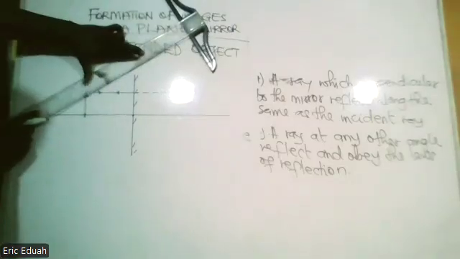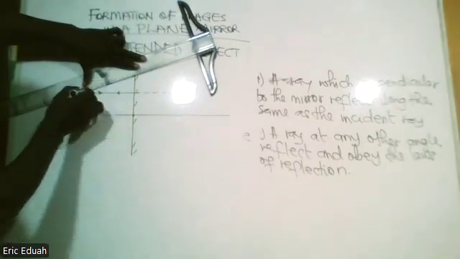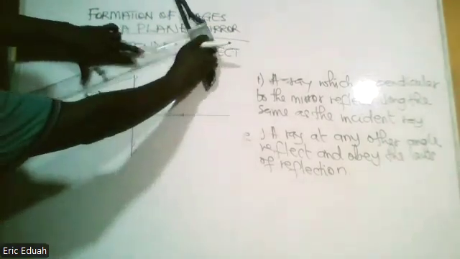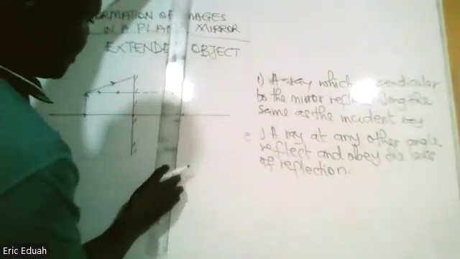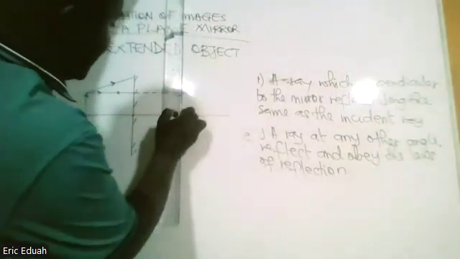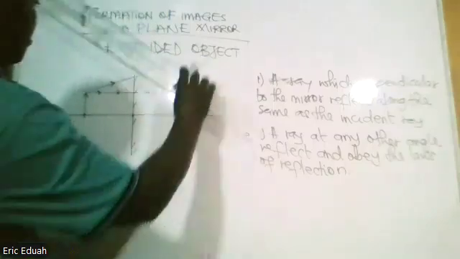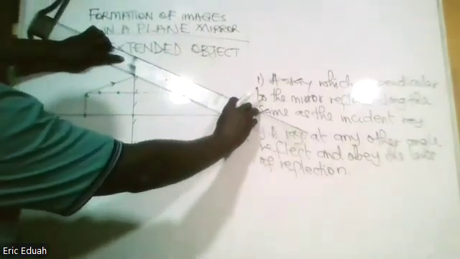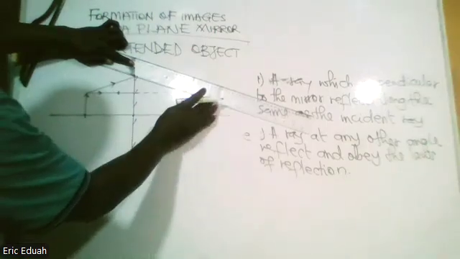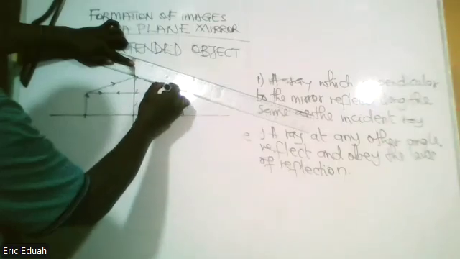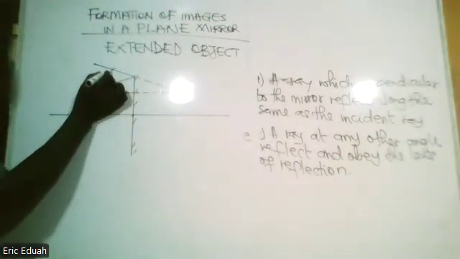Now, a ray of light from the head hitting the mirror at any other angle must reflect to obey the laws of reflection. But it must reflect, and then the reflected ray must be linked to this point. So this is a reflected ray.